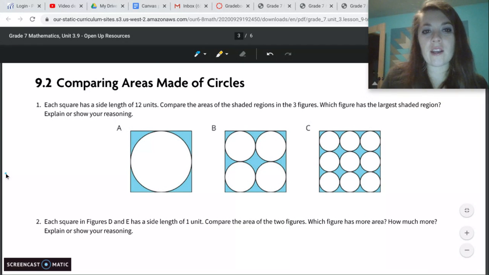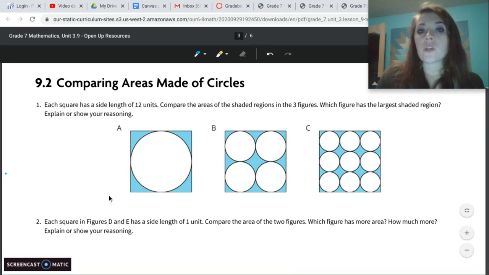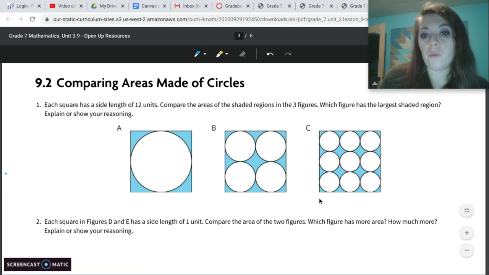So comparing areas made of circles. Each square has a side length of 12 units. Compare the areas of the shaded regions in the three figures. Which figure has the largest shaded region? Explain or show. So the shaded region is the blue portion of this.